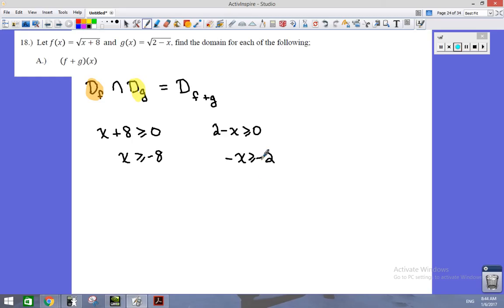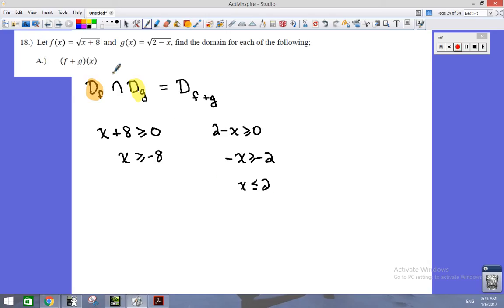So if I solve this inequality, remember that when you're solving inequalities, if you multiply both sides or divide both sides by a negative number, you have to flip the direction of the inequality. You have to change the direction of the arrow. So if I multiply both sides by negative 1, I have to flip that arrow, and I'm saying that x is less than or equal to 2.